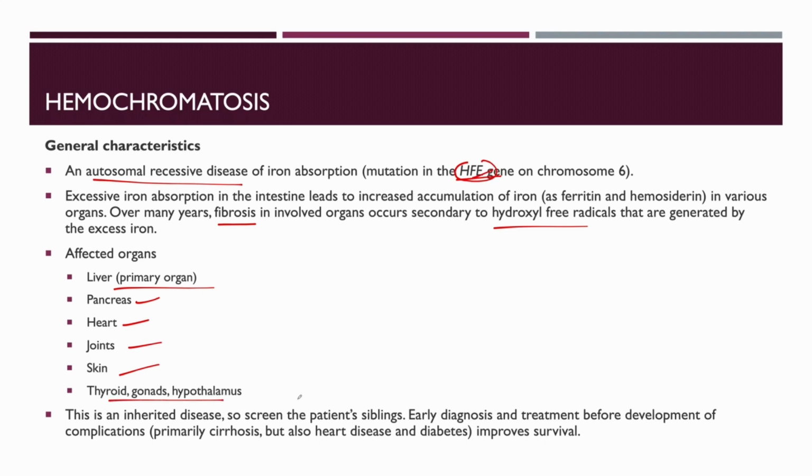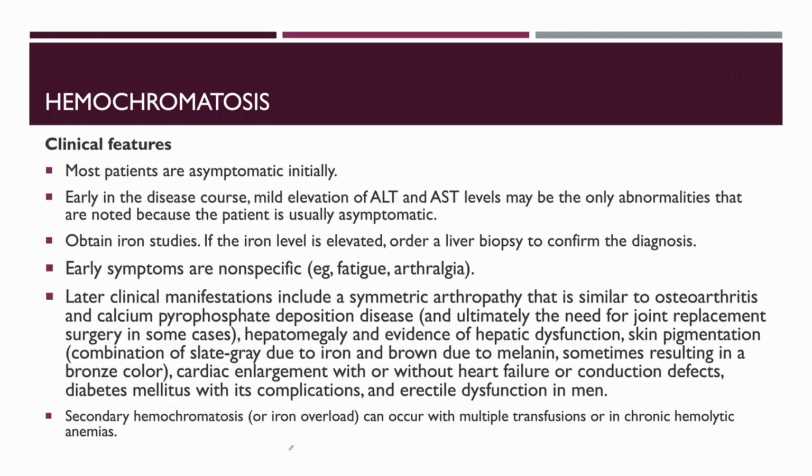Like the hypothalamus and parathyroid, thyroid area. It is inherited, so we do want to screen patient siblings, and we want to make the diagnosis as early as possible before you start having complications, to try to limit the complications and improve survivability. Like I said, most patients are asymptomatic. They don't have any symptoms early on. Kind of the first things that you start to see are mild elevation of AST and ALT from the inflammation of the liver.